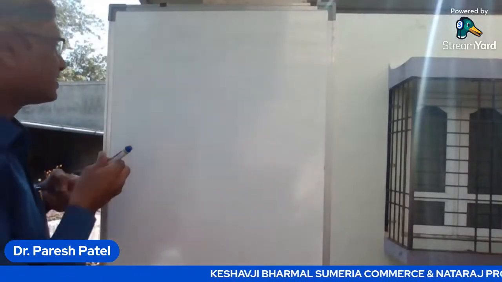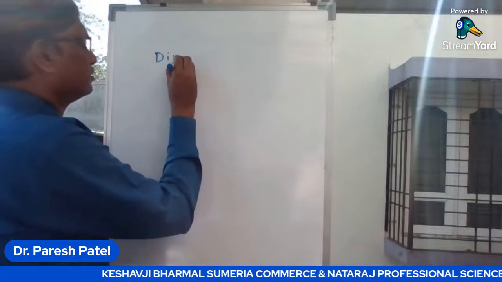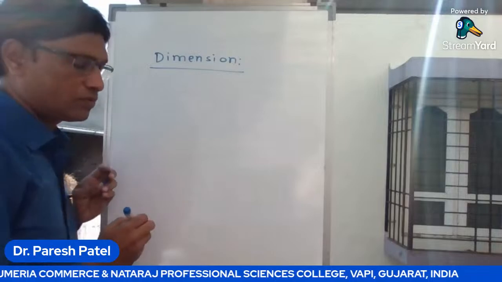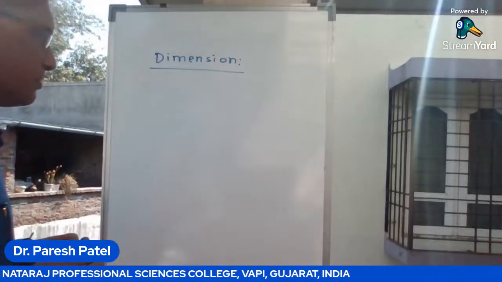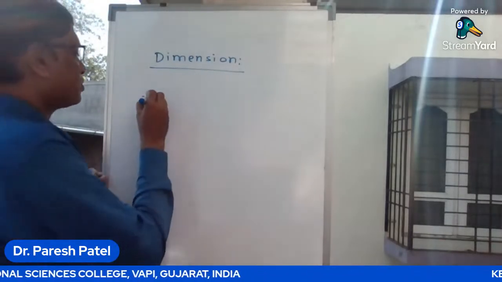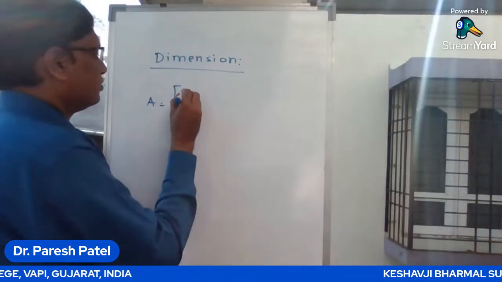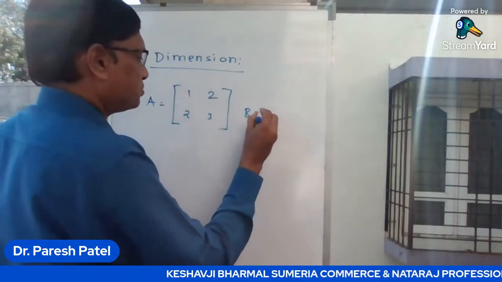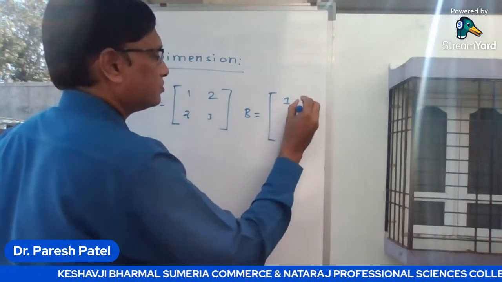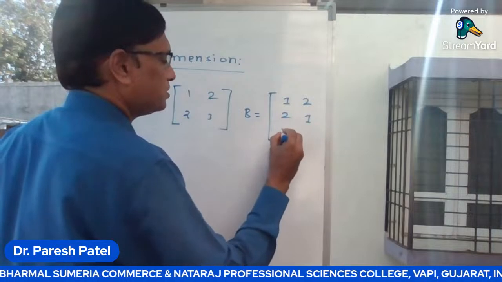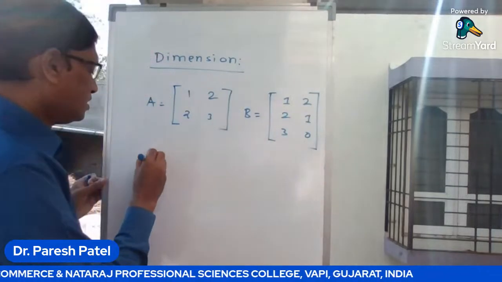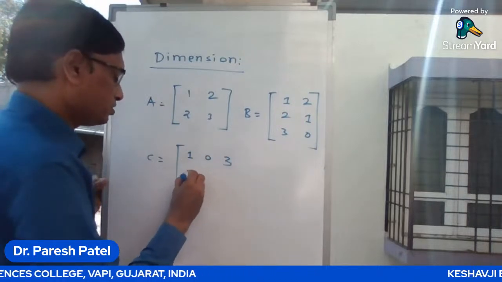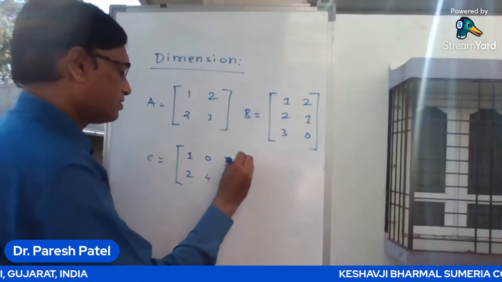Now, the dimension of this matrix is nothing but the number of rows and number of columns. A is equal to 1, 2, 2, 3. B is equal to 1, 2, 2, 1, 3, 0. C is equal to 1, 0, 3, 2, 4, 5.